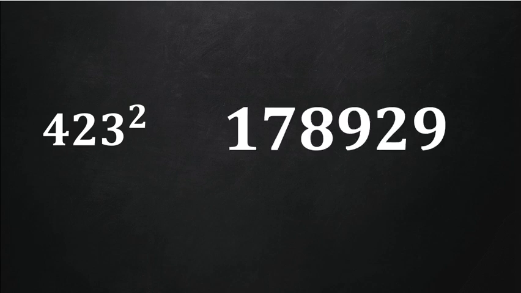Okay, so how about the square of three-digit numbers? For example, 423 squared. Did you get it? Okay, very good. So the square of 423 is 178,929. But how can we do the computation in our head? What will be the faster and simpler process to compute in our head?